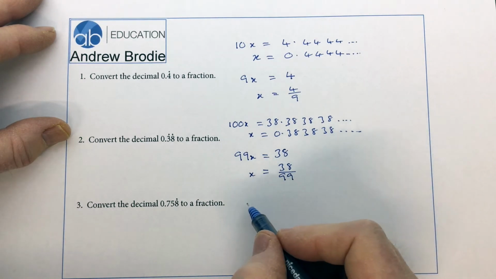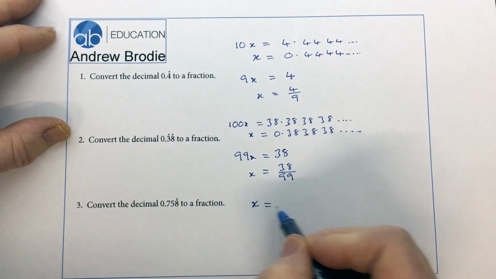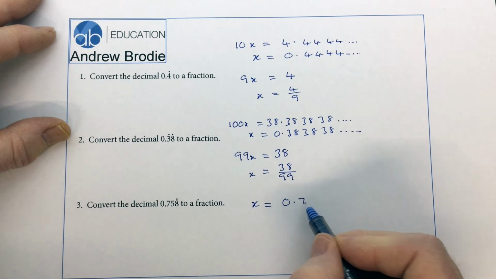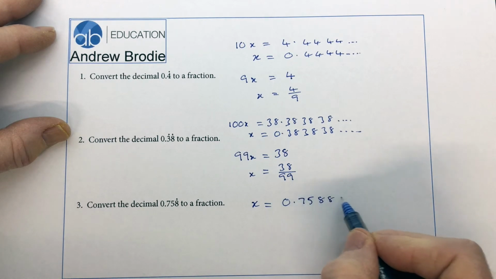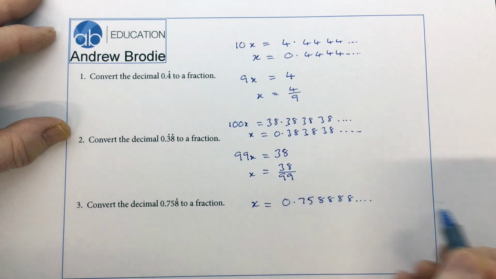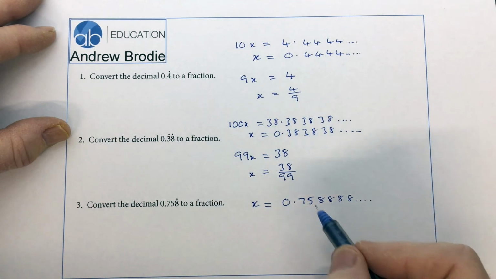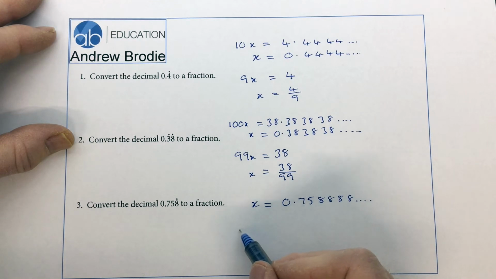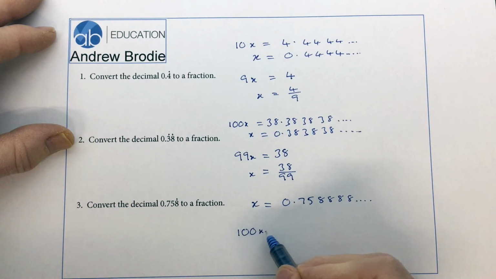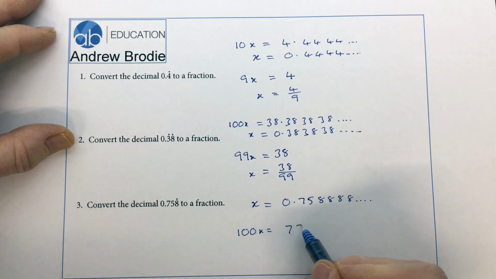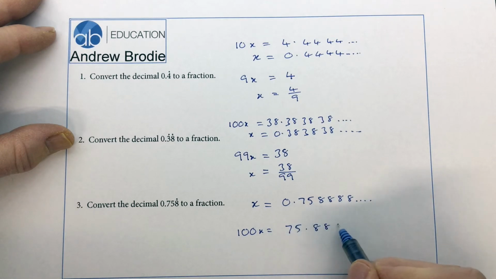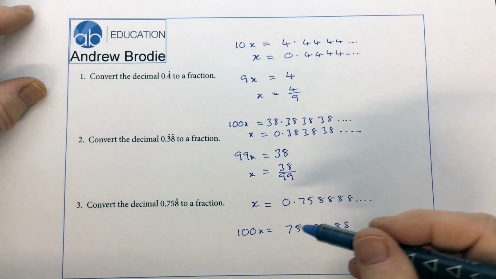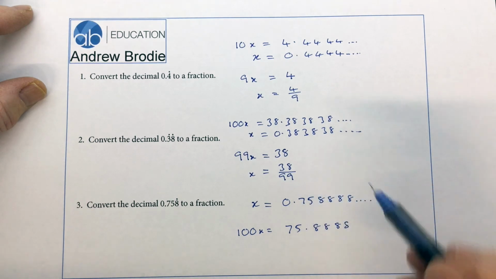This one looks a little more tricky. We've got x equals 0.75888, and so on. So the first thing we want to do is to get a decimal point there. So we're going to times by 100. So 100x is 75.8888. Now you can see that 100x take away x is not going to help us because we need to be able to get rid of 0.8888.